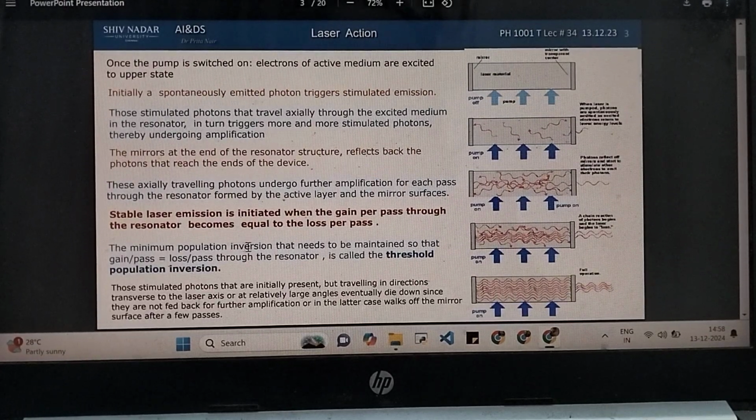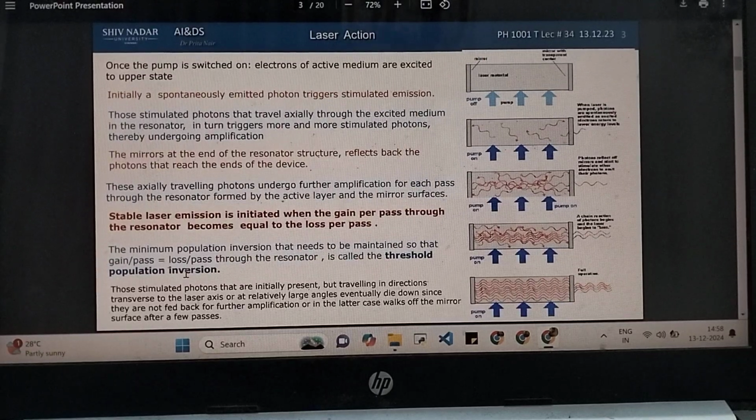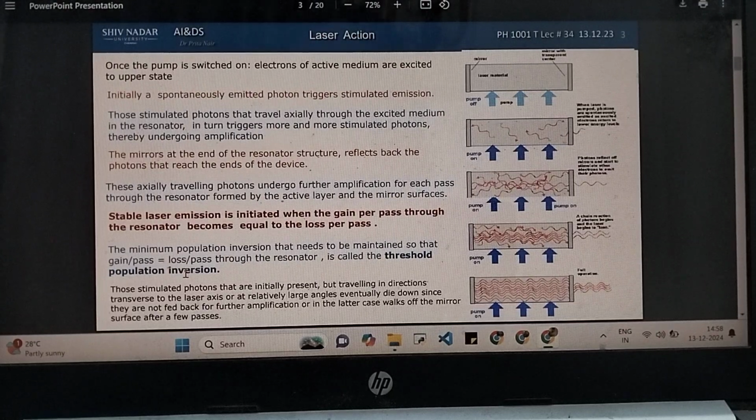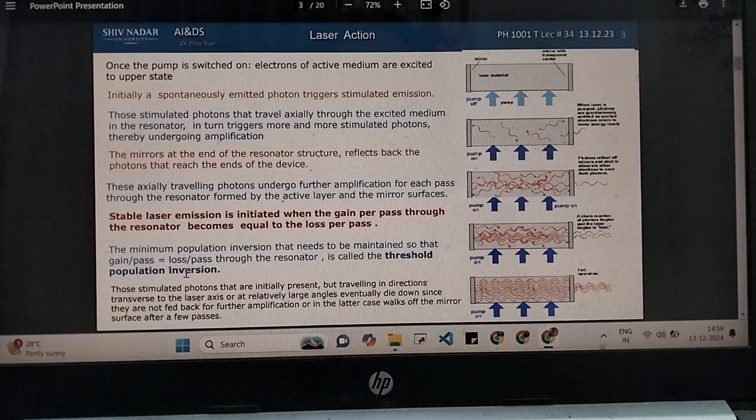The minimum population inversion that needs to be maintained so that gain is equal to loss is called the threshold population inversion. So why is population inversion important for maintaining stable emission? We know why population inversion is necessary to achieve laser action, because it fulfills one of the conditions, N2 should be greater than N1, that we are aware. But for stable laser light emission, why is population inversion important?